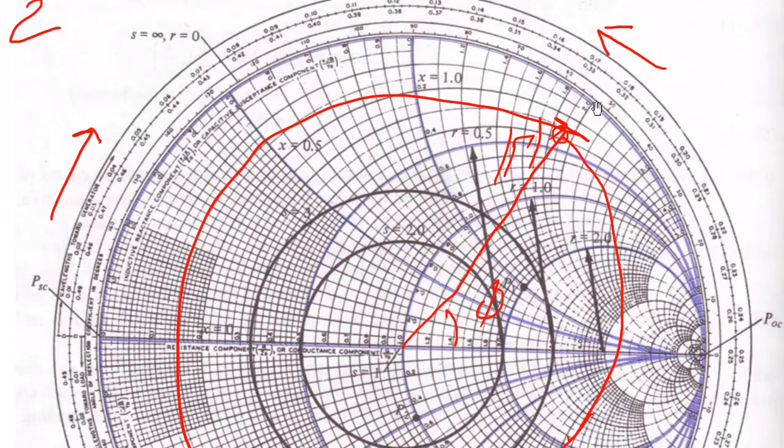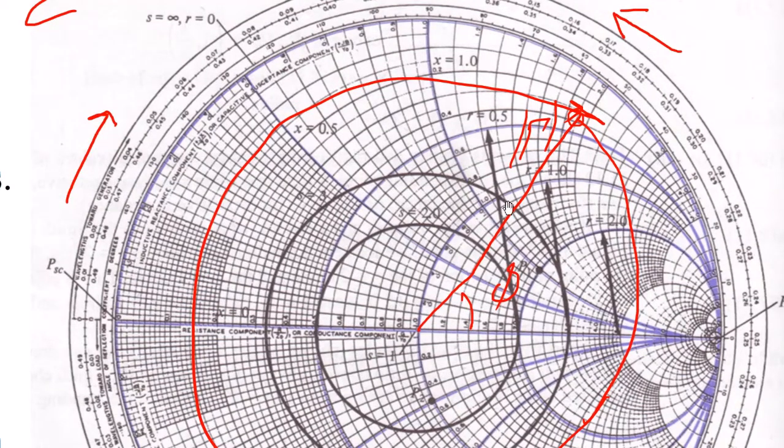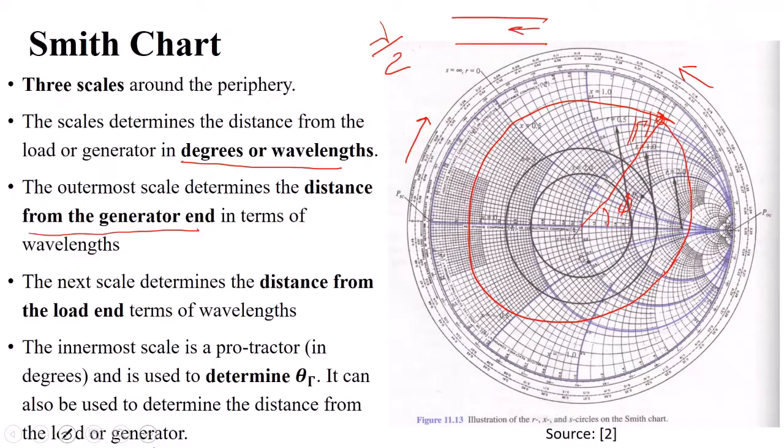You can find the phase of this reflection coefficient. So by measuring this distance, you can find the magnitude, and by measuring this angle, you can find the phase. This is how you can use a Smith chart.